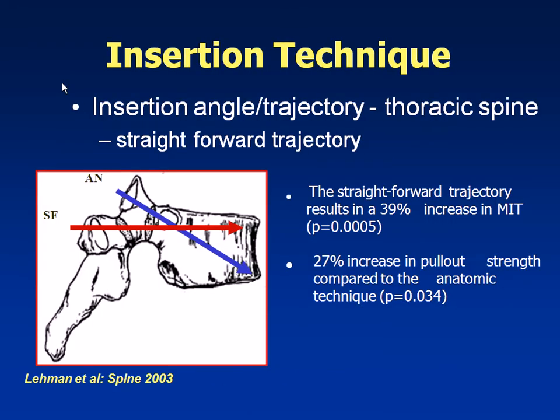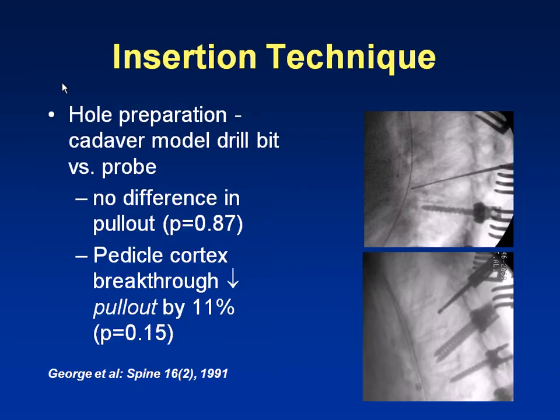The other important factor is the insertion angle or trajectory. This study has shown that when we use the straightforward technique compared to the anatomical trajectory, which is shown as blue here, we will have at least a 27% increase in the pull-out strength compared to the anatomical technique. So this should be preferred in osteoporotic patients.